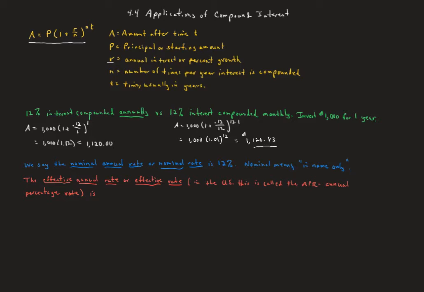Now, we're going to talk about some vocabulary here. So we see in the blue here that the nominal annual rate, or the nominal rate, you'll hear it said both ways, is 12%. So in both examples, when we have the annual interest rate, but also when we're doing it compounded monthly, we would say the nominal rate is 12%. That's our annual interest rate. And nominal means in name only. And we can see that we got very different things from our same nominal rate depending on how many times we compounded it.